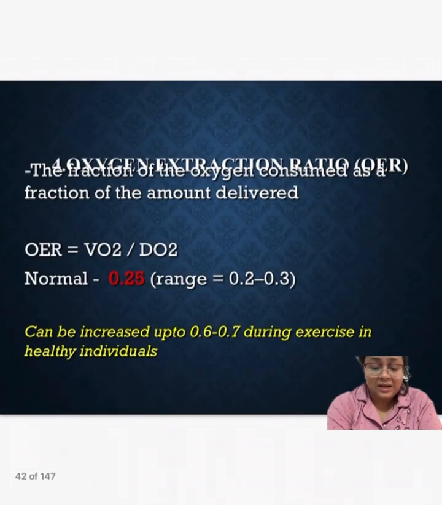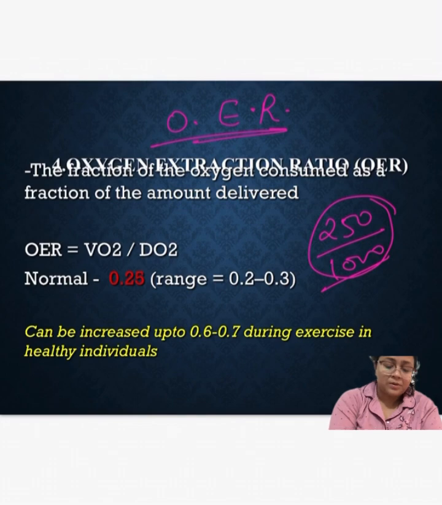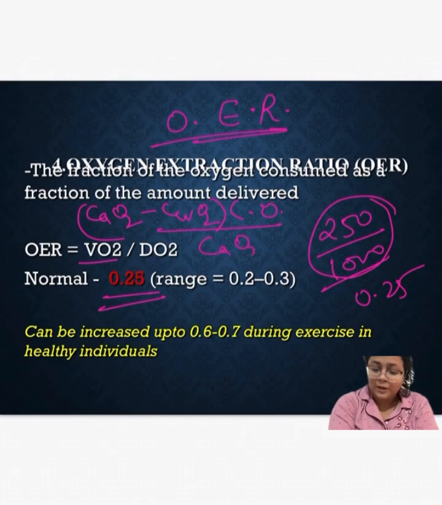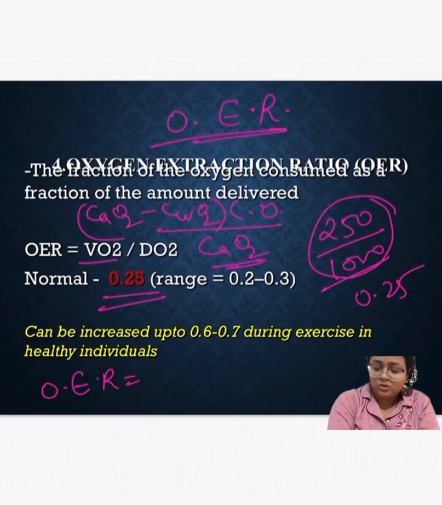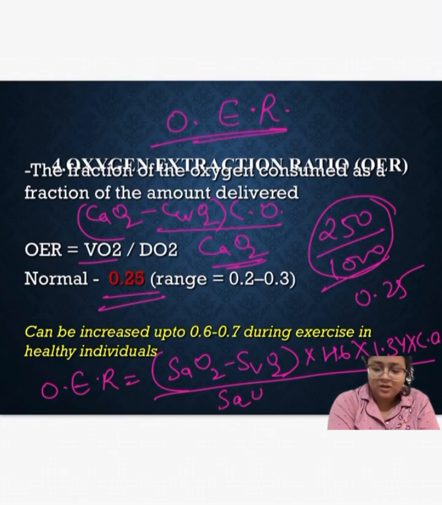Okay, so the oxygen extraction ratio: how much is extracted out of 1000? 250 is extracted, so it becomes 0.25. VO2 means CaO2 minus CvO2 into cardiac output, divided by CaO2 into cardiac output. So OER is equal to SaO2 minus SvO2 into Hb into 1.34 into cardiac output, divided by SaO2 into Hb into 1.34 into cardiac output.